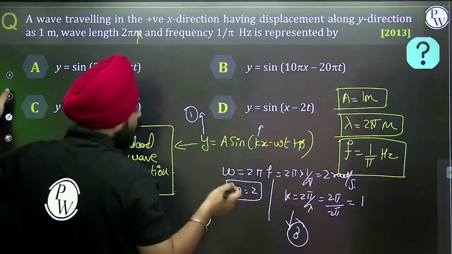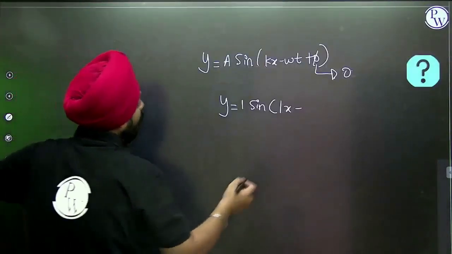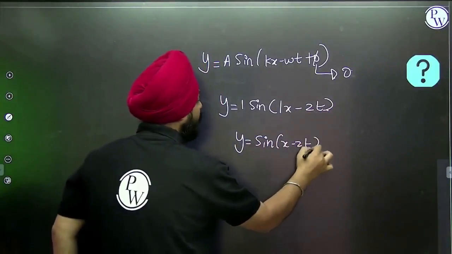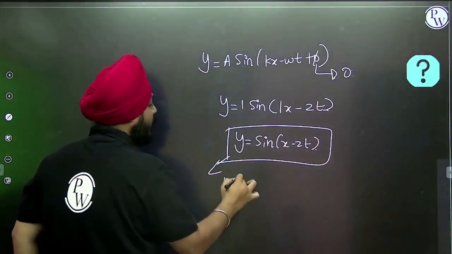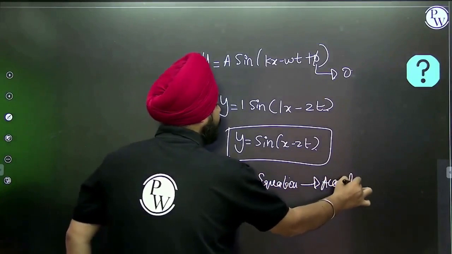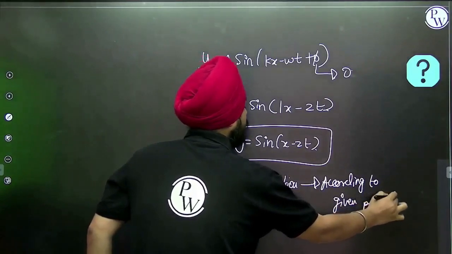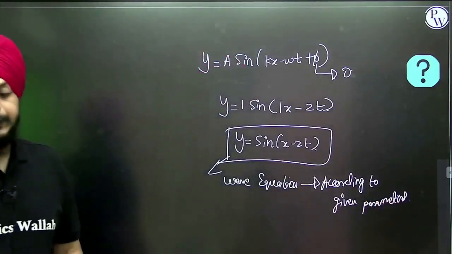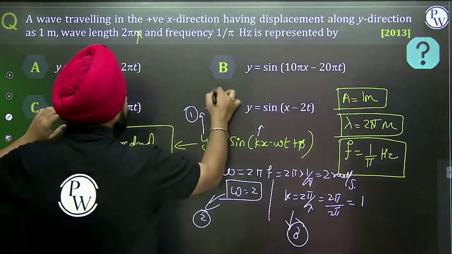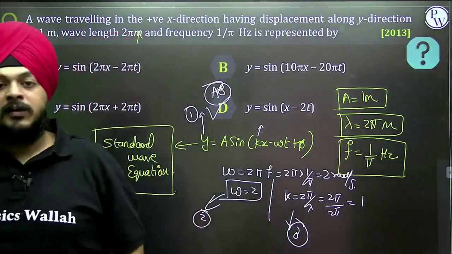What is the value of the omega that we got? That is 2. So what will be the equation of the wave? Y is equal to sine (x minus 2t). This will be the wave equation according to the given parameters. D is the perfect answer for this specific question.